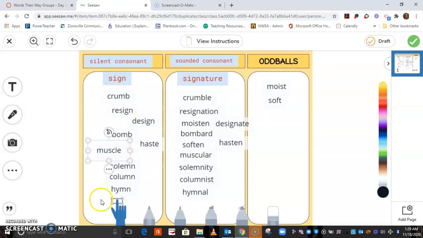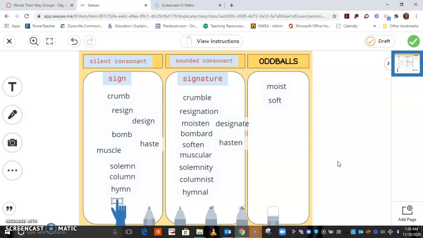Okay, so your words this week are going to consist of words that are very similar. You're going to have the silent consonant version, and they're usually the smaller words, versus the sounded consonant, which is going to be the longer multisyllable words, and they will have these smaller words inside of them. A couple oddballs because these are not words with silent letters in them. Okay, that's your lesson for today.